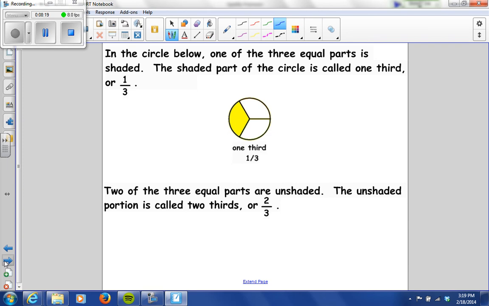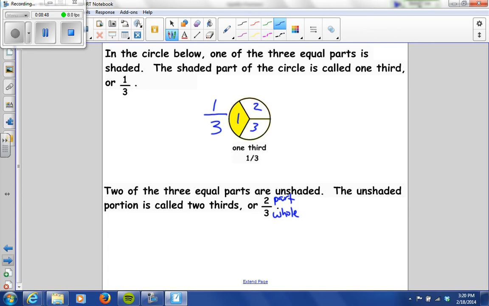So in the circle below, one of the 3 equal parts is shaded. The shaded part of the circle is called 1/3. So this would be 1, 2, 3, and the shaded part is one part of the 3 as a whole, or 1/3. 2 of the 3 equal parts are unshaded, so the unshaded portion is called 2/3, which again, this is part and whole.